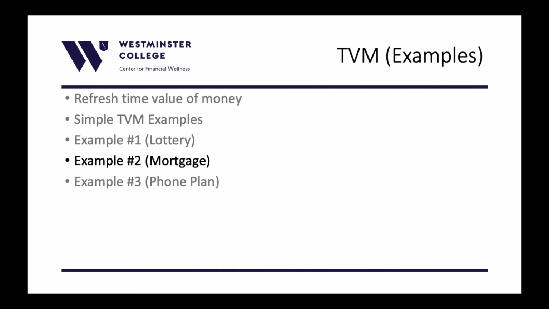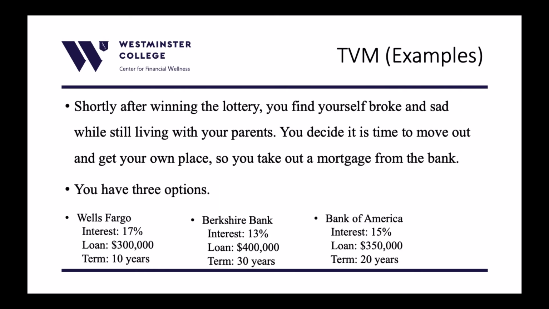Moving on to the second example. Shortly after winning the lottery, you find yourself broke and sad while still living with your parents. You decided it's time to move out and get your own place, so you take out a mortgage from the bank. Because you didn't spend any of your lottery winnings on a new house, your interest rates are absurdly high for all three options.